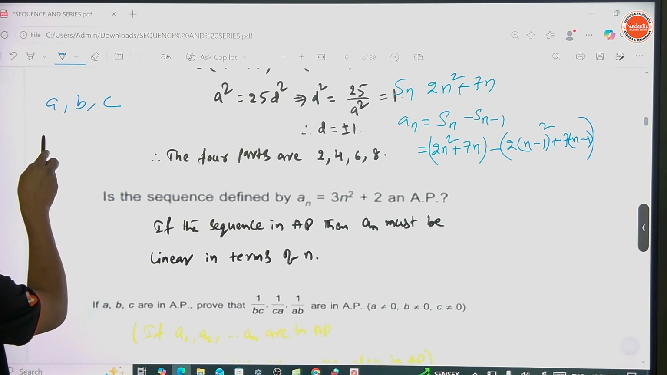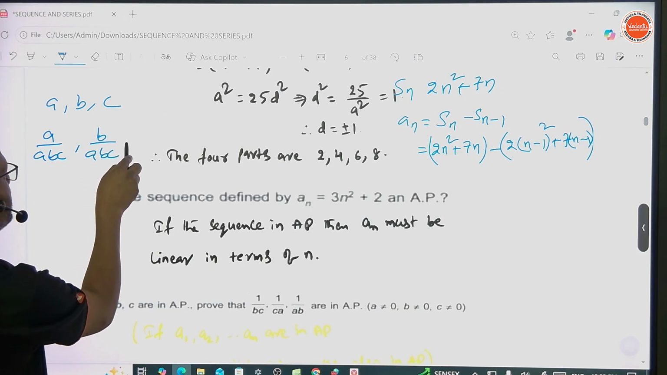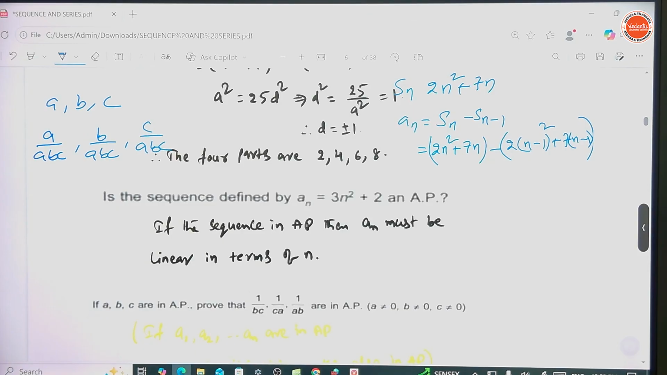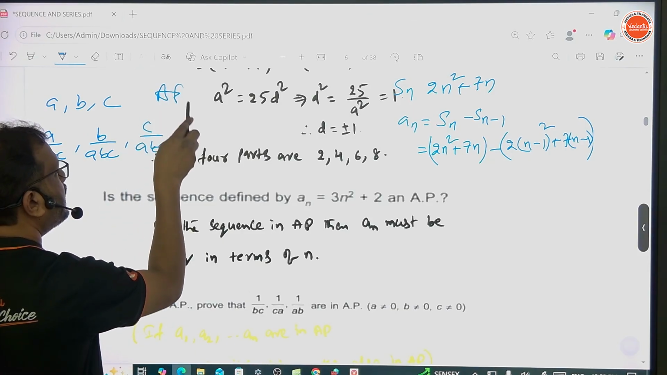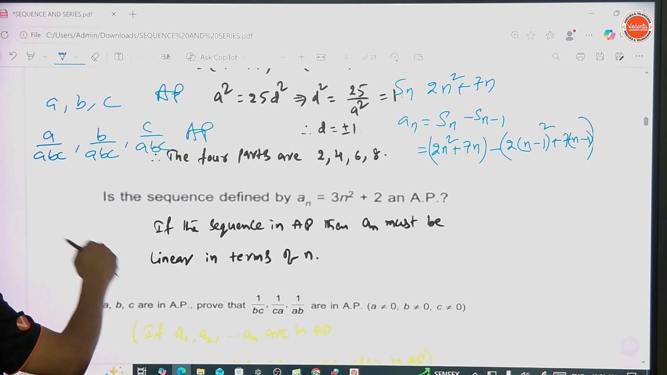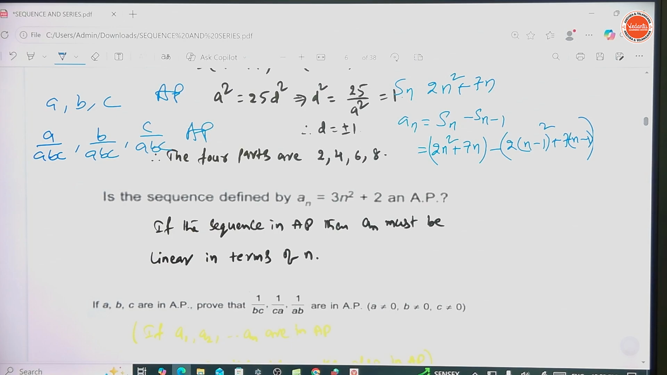So 1 by ABC, A by ABC, B by ABC, C by ABC. So I multiplied 1 by ABC to these numbers. So obviously these are in AP. That means these are also in AP only. Why? Just multiplying by some common number, the common difference may be different. I'm not asking about the common difference, no. So whether it will be in AP or not. So obviously this is nothing but 1 by BC. This is 1 by AC. This is 1 by AB. So obviously they are in AP. Okay?